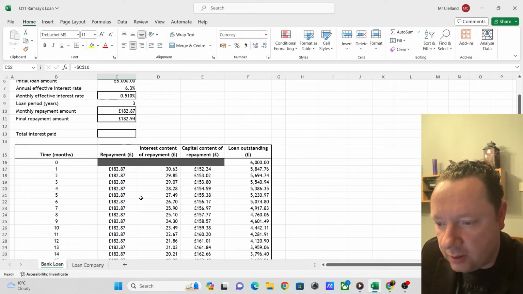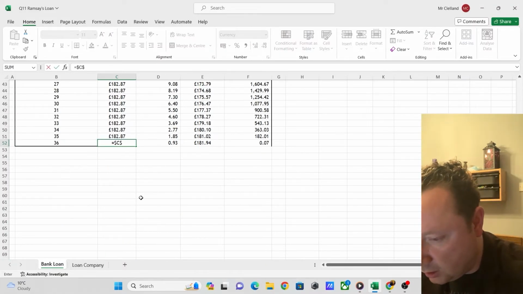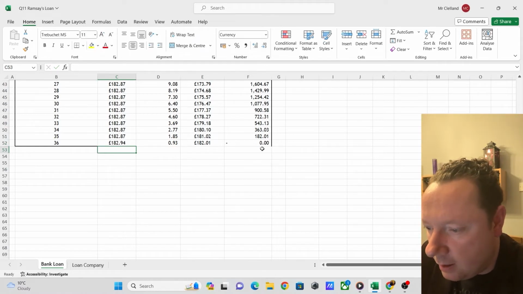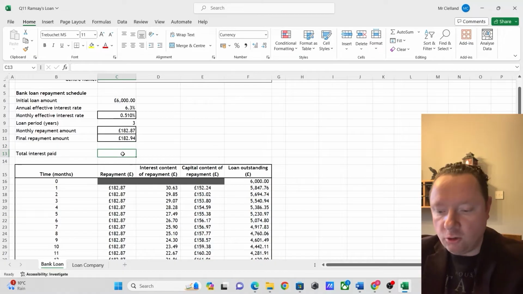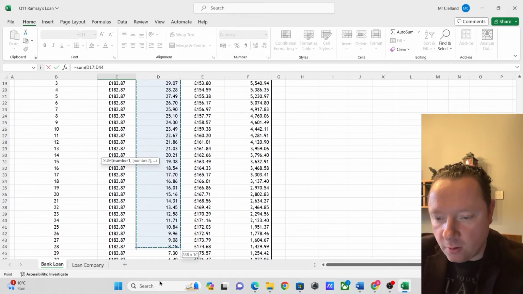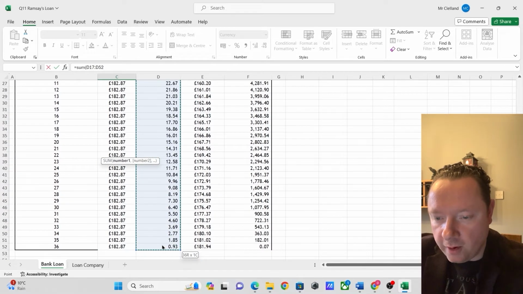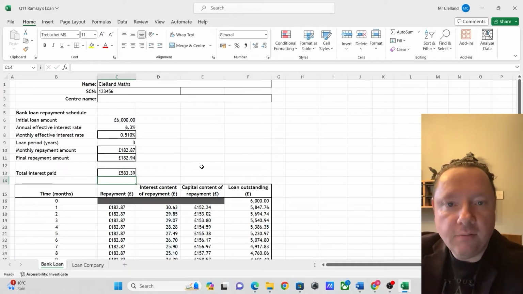We can either reference it or just write 182.94. I'm going to reference it. C11 equals $C$11. And now we've got 0 here, which is excellent. And to get our total interest paid, that's just the sum of all our interest payments. So the sum of here all the way down to there. Close the brackets, press equals, and we get 583.39.